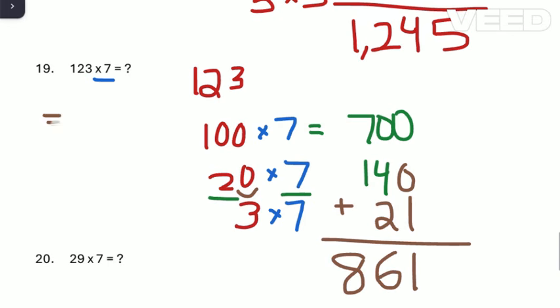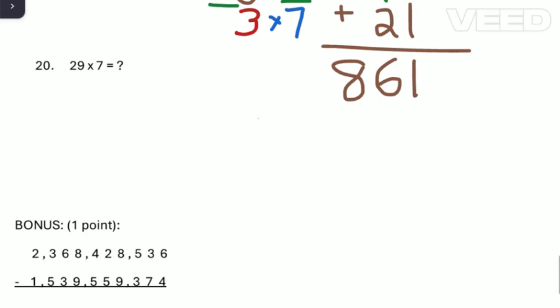And we made it. We made it to the last problem on our quiz. 29 times 7. Well, with the number 29, we can break it up into 20 and 9. We need a number for each digit in the number. And we're multiplying all of those numbers by 7.